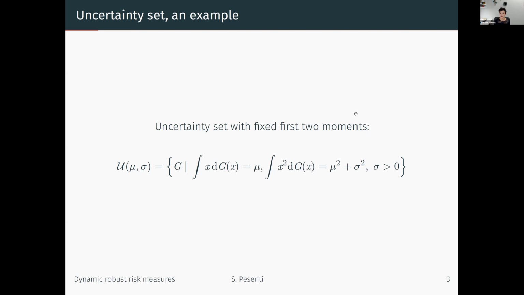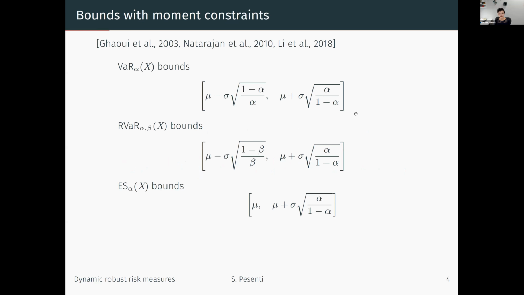So what you then can do is look at, okay, what is the worst case value at risk if I have a fixed mean and variance? And that's been considered in the literature. Here, these are typically called risk bounds.